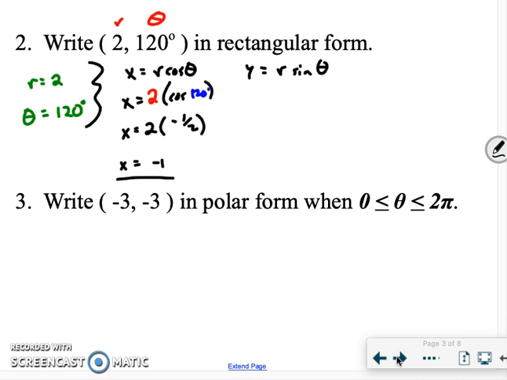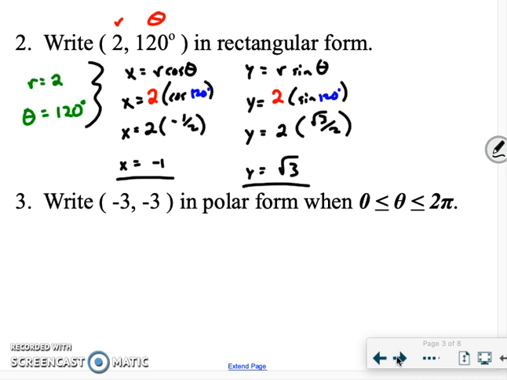So we know our x term, we have our x value. Jumping over, we're going to do the exact same thing for the y term. So y is equal to r, which is still 2, times now the sine of theta, which is still 120 degrees. So when we consider the unit circle, the sine of 120 degrees, I believe that's going to be √3/2. So we're left with 2 times, again, √3/2, multiplying that out. The 2's are going to eliminate, and y is equivalent to √3.